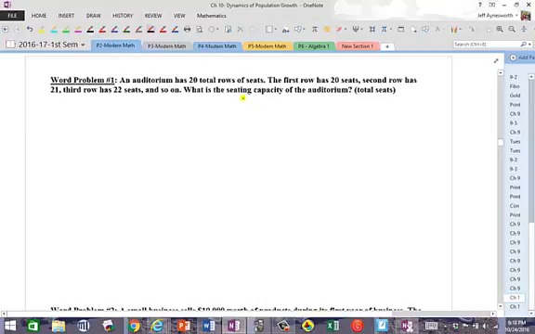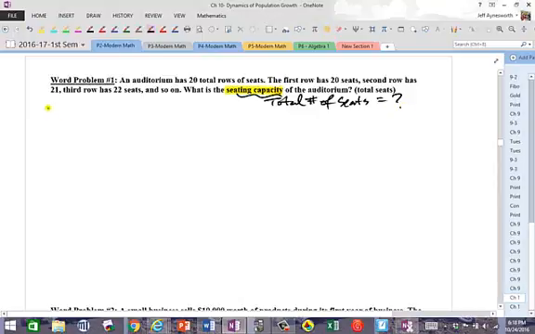Ooh, that's a total number. Total number of seats. That's called seating capacity. That's what tells you this is a summation problem versus just a sequence problem. What is the total number of seats? Total seats. So let's outline this. Okay, so here we go.